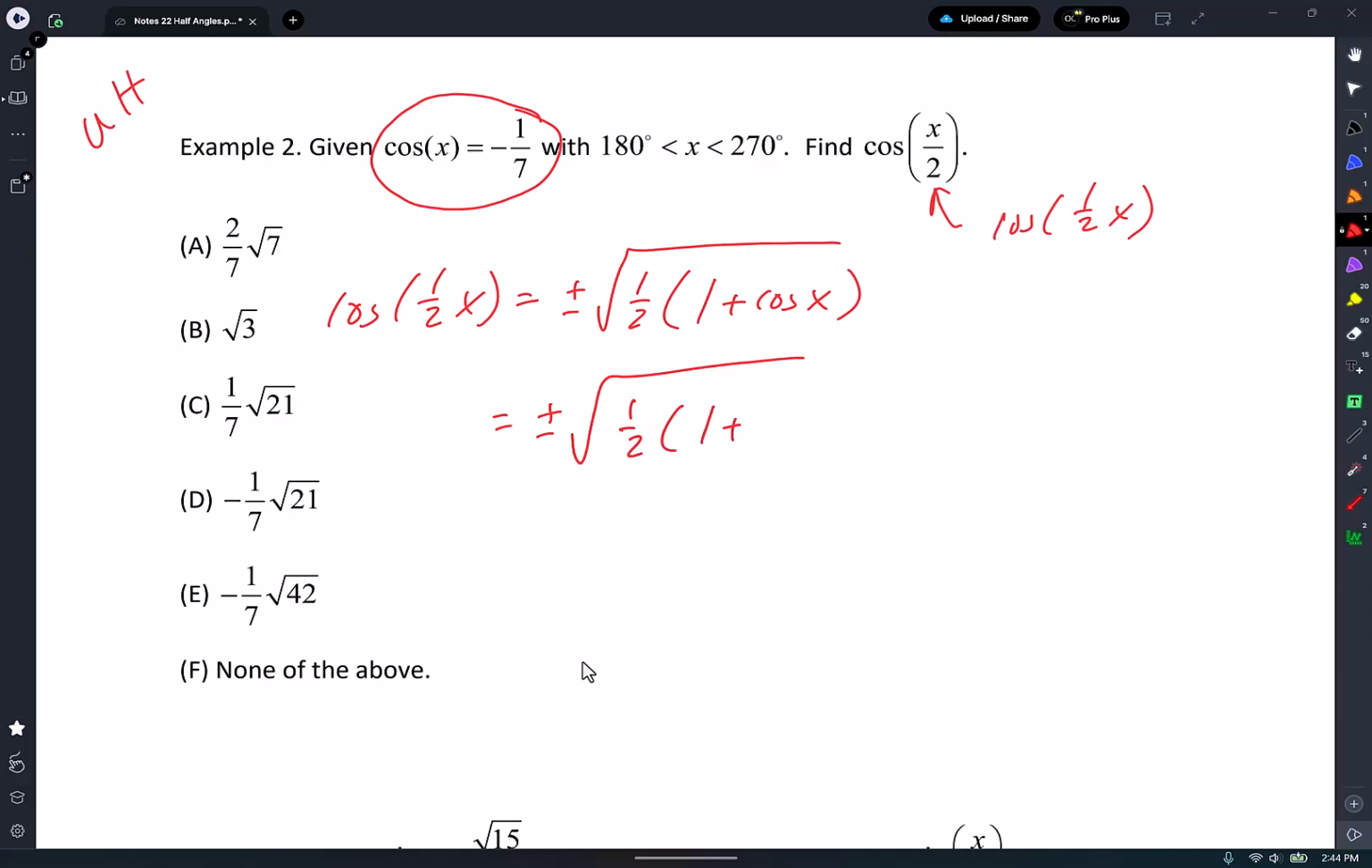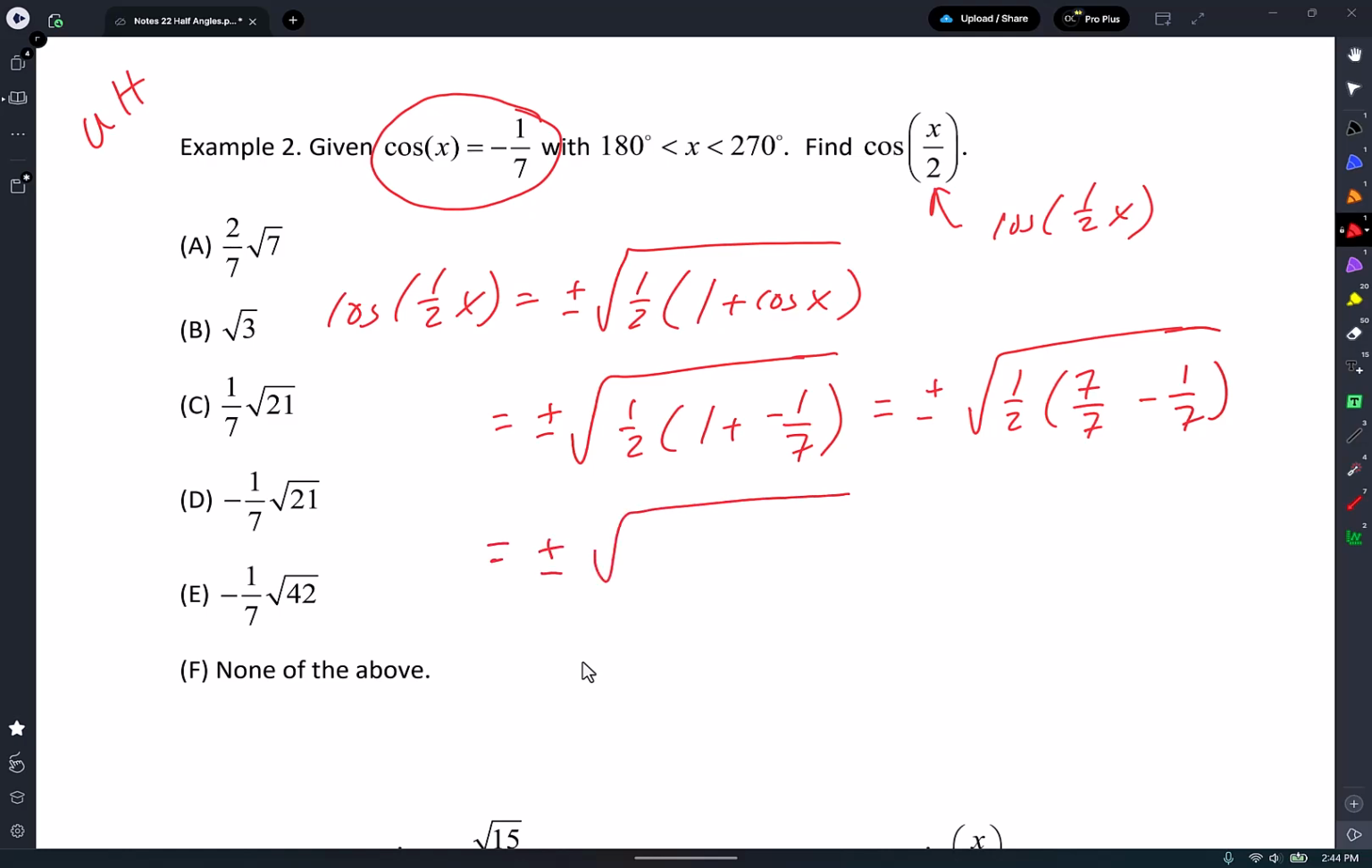1 plus negative 1/7. You're done, guys. You're just doing arithmetic now. Plus minus square root 1/2 parenthesis. Turn that 1 into what? 7 over 7. 7 over 7 minus 1/7. Close. Plus minus. Yes, I'm going slow, guys. I'm trying to show all the details. I know some of you can skip details. I'm trying to show them all. 1/2, open parentheses. What's 7 minus 1? 6 over 7. Keep the denominator.